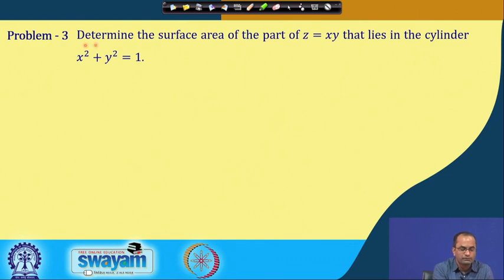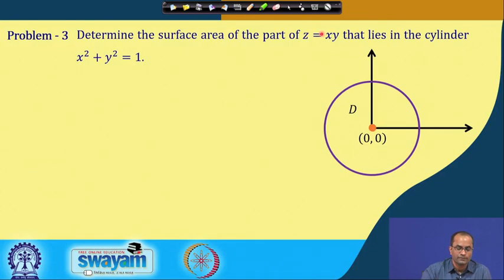So, the last example is where we will determine the surface area of the part of z equal to xy that lies in the cylinder x square plus y square equal to 1. So, again we have the cylinder, with center 0 0 and radius 1, and we have z equal to xy, and we want to get the surface area. So, this is much simpler than the earlier examples. So, again the projection of that surface over the xy plane will be nothing but the circle, because the cylinder is a circular cylinder and it is cutting the surface there.